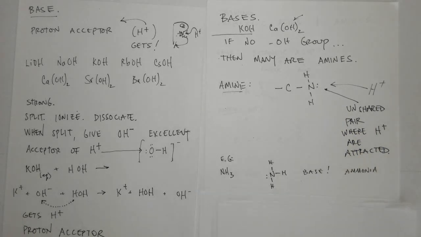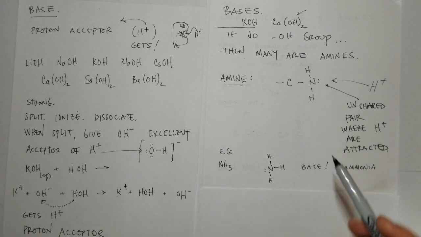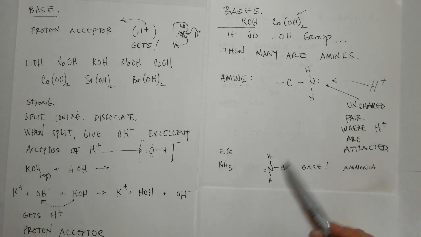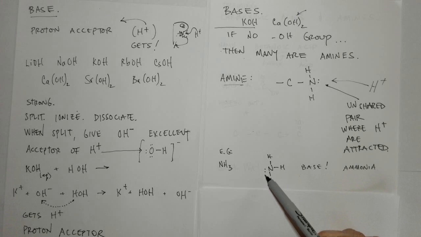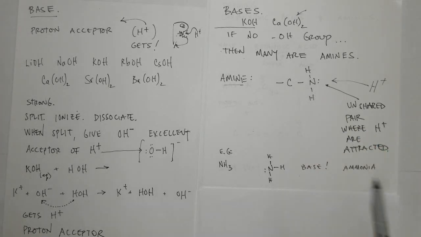One of the simplest types of, quote, amines, unquote, is something called ammonia. Ammonia is NH3. It doesn't have a carbon in it like an amine would, so it's technically not. But it does have an unshared pair of electrons, just like this, and this is where these come from. And this is a weak base, but still a good acceptor of protons.